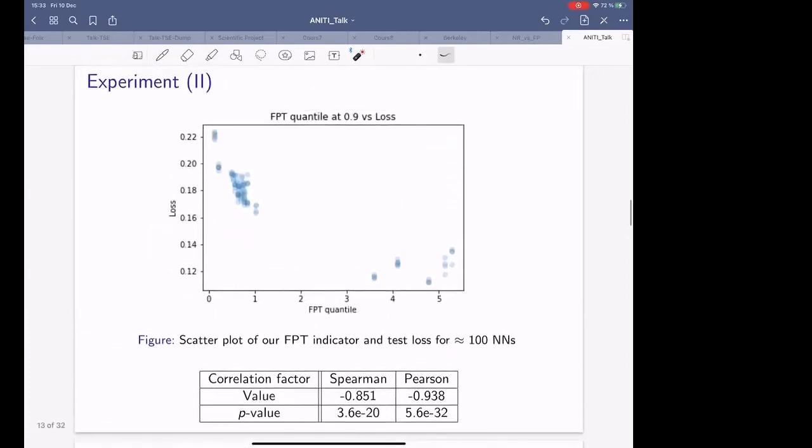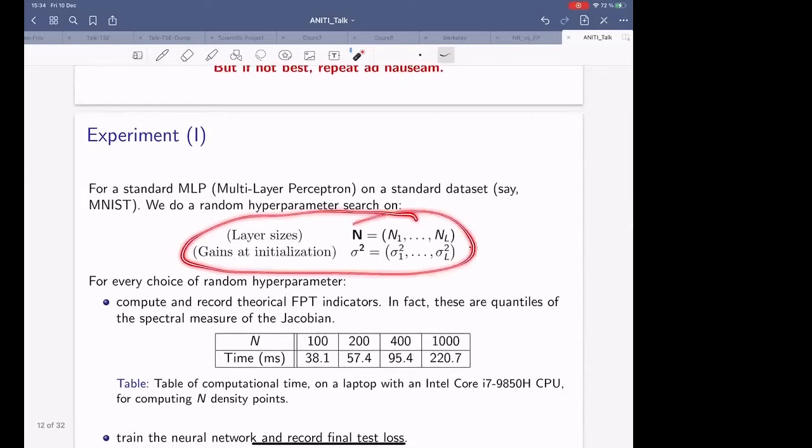A quick question: do you take into account the training time for different networks? We are considering the loss after training, yes. The neural networks are trained following the same procedure, and you just stop all of them at epoch 100, so all of them have been trained for the same time. The only difference is initialization and the hyperparameters. Initialization is always different, but the architecture sizes are also different. So the hyperparameter search is this: layer sizes change and gains at initialization change as well. We could have done non-linearities as well, but your space just goes bigger and bigger. Okay, thank you.